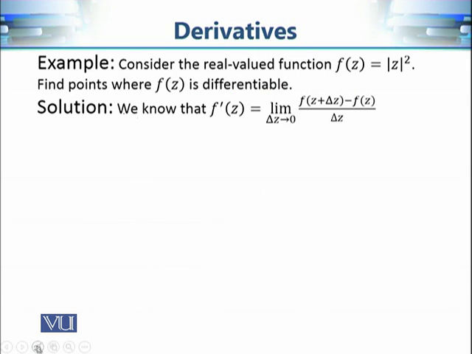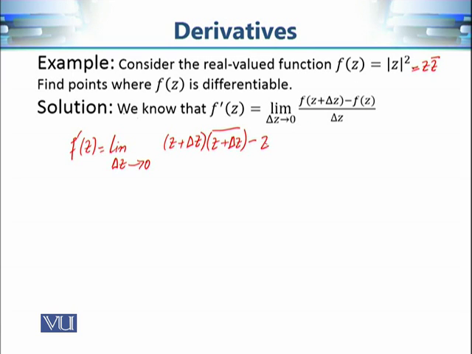Now let's start checking the differentiability of this function. We are going to use this definition of the derivative, where we calculate the limit as delta z approaches 0 of f of z plus delta z minus f of z over delta z. In this case, f prime of z is equal to the limit as delta z approaches 0 of f of z plus delta z, so it becomes mod of z plus delta z square, but we also know that this is equal to the product of z with its conjugate. So we are going to use this interpretation. It becomes z plus delta z multiplied by z plus delta z conjugate, minus, once again using the same definition, z into z conjugate, divided by delta z.